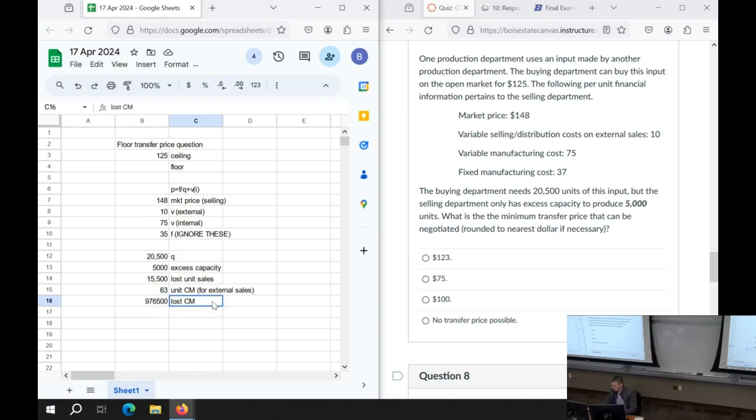All right, so that's our F, fixed. That's the actual F variable here in the equation. So let's put that equation into practice. F divided by Q plus our internal variable costs, our manufacturing cost. That's how it's usually labeled in the problems, variable manufacturing cost. And we end up with $122.63, which rounds to the nearest dollar of 123.